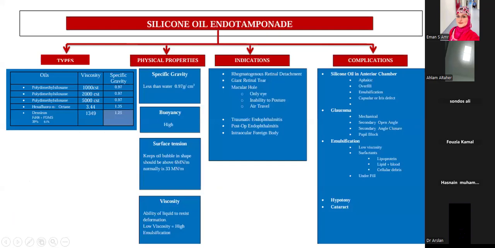So I have summarized the endotamponade agents here. This is the most important endotamponade agent, that is the silicon oil. You can see the oil with its viscosities, specific gravity, physical properties of the silicon oil, indications in which we are using the silicon oil, and the complications associated with it. You can take the picture of this particular slide. It will be very helpful.